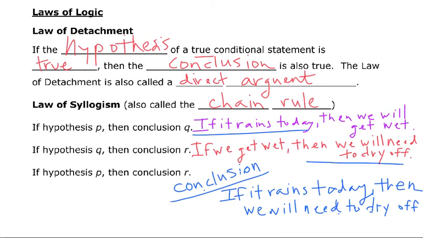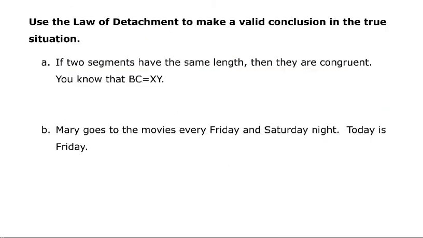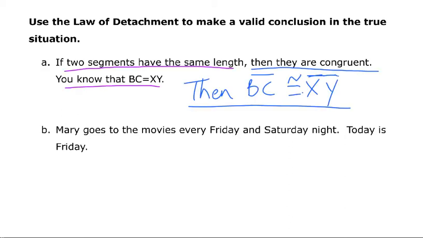So here are 2 examples of the law of detachment, and we need to use it then to make a conclusion in the end about this true situation. So 2 segments have the same length and they are congruent. So if we are given that BC is the same length as XY, then we know that the conclusion should be that they are congruent to each other. If you notice how I color-coded it as well, if 2 segments have the same length, the part in purple means the same thing. So BC is the same length as XY, then we can say that they are congruent. So BC is congruent to segment XY.